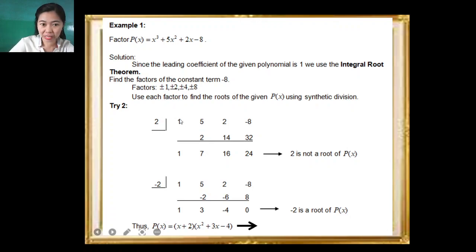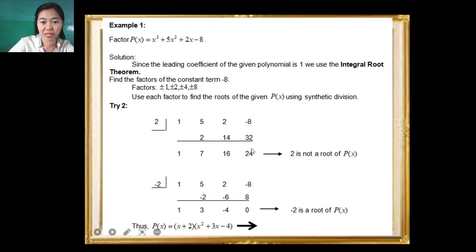So, let's do the synthetic division. Bring down the first number in the first column. So, we have 1. Then, multiply 1 by 2. The answer is 2. Write natin sa second column. And then, add 5 and 2. We have 7. Then, let us multiply again 7 by 2. We have 14. And then, 2 plus 14 is 16. 16 times 2 is 32. And then, negative 8 plus 32 is 24.